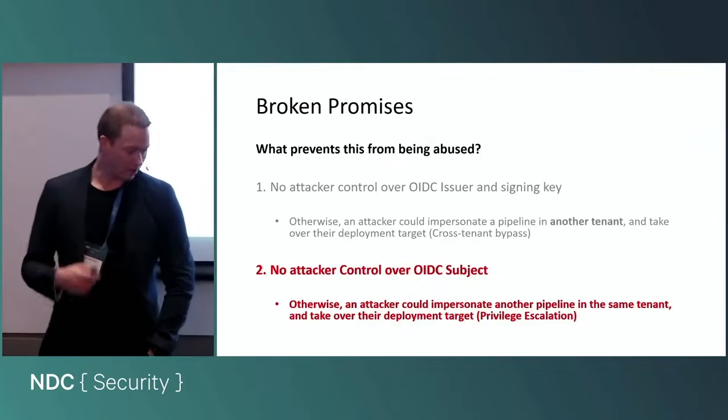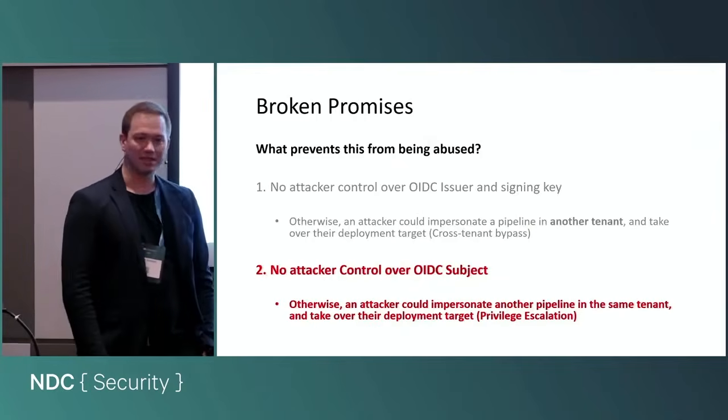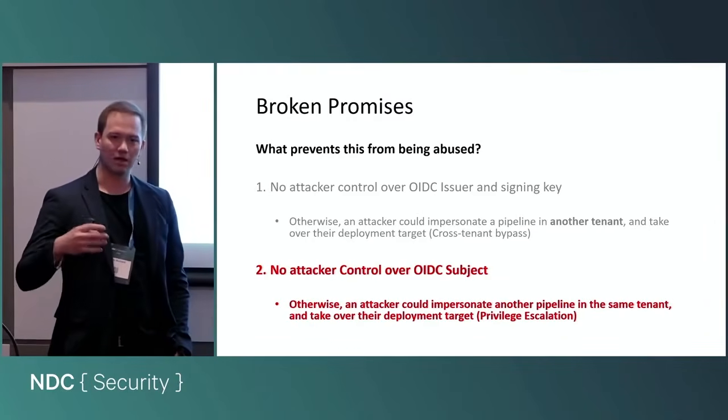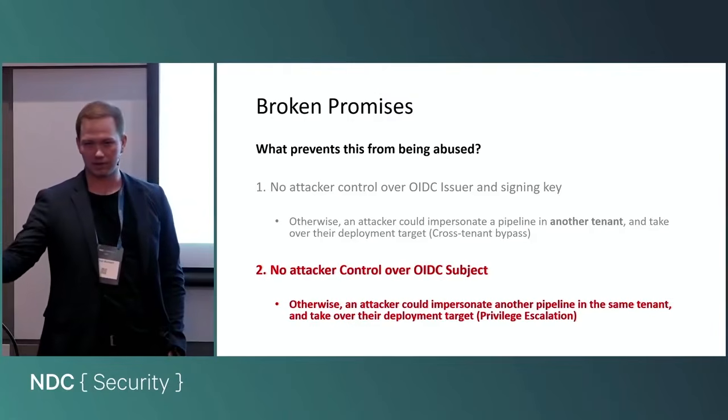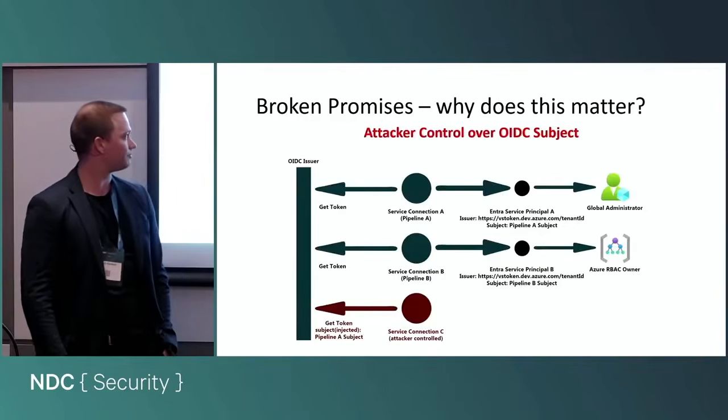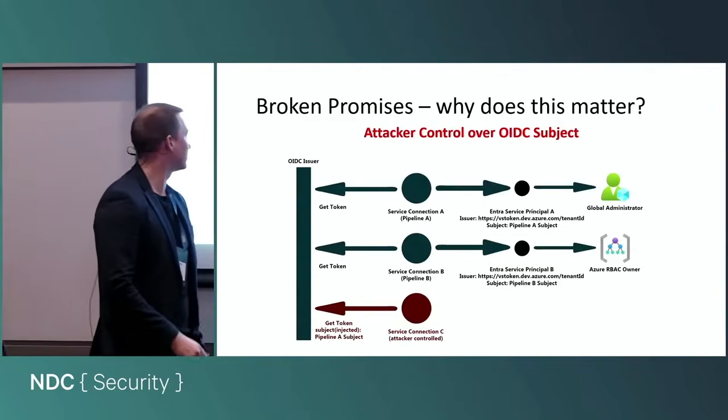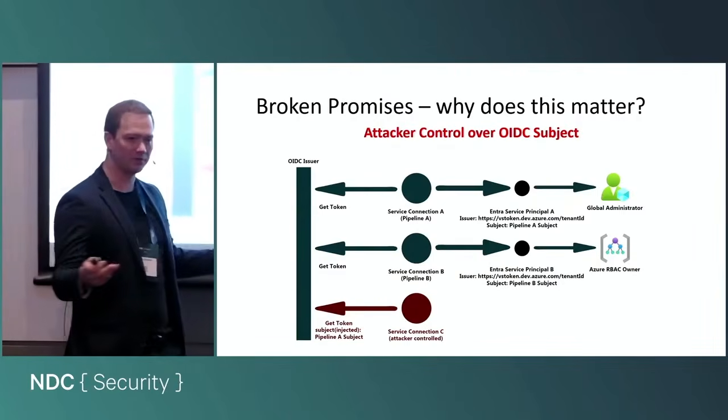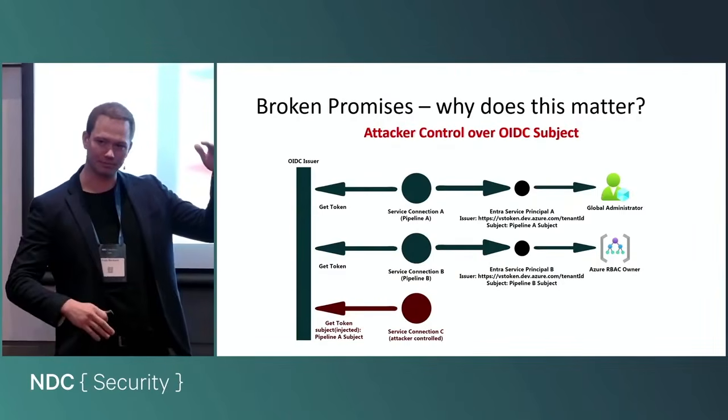So what does that broken promise mean? It basically leads to privilege escalation, because you can now impersonate any service connection within DevOps. And in the real world, oftentimes, companies will have many different service connections with varying levels of permissions.